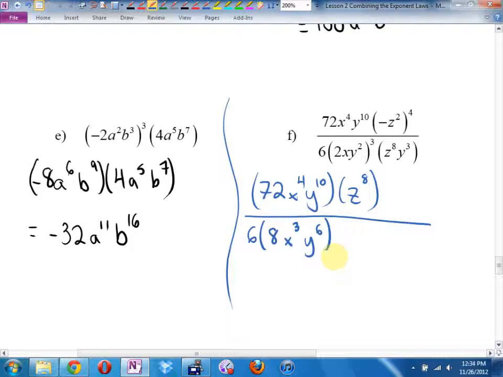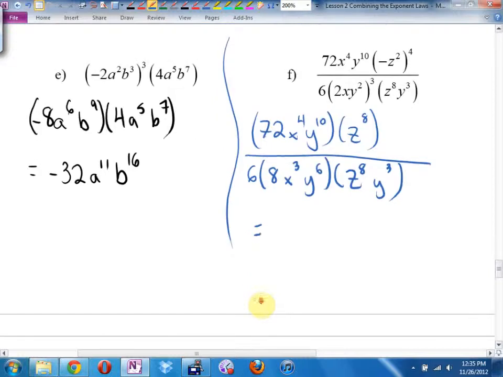Greg, in the final term, is there an exponent outside these brackets here? Well, I guess technically a little visible 1, but you know what I mean. So rewrite it. Numbers first. What numbers do I have on the top? What number do I really have on the bottom? 48.